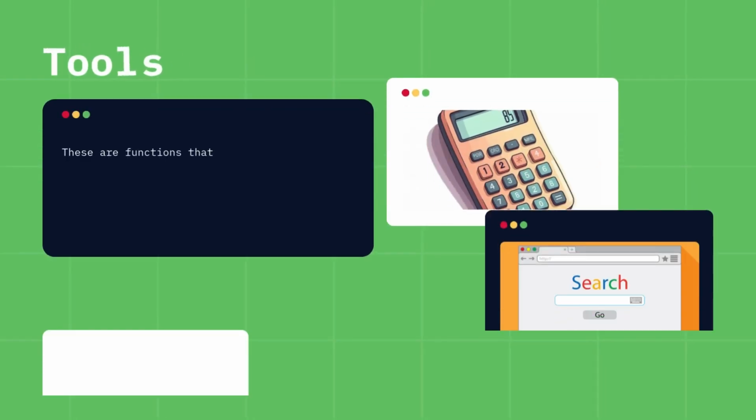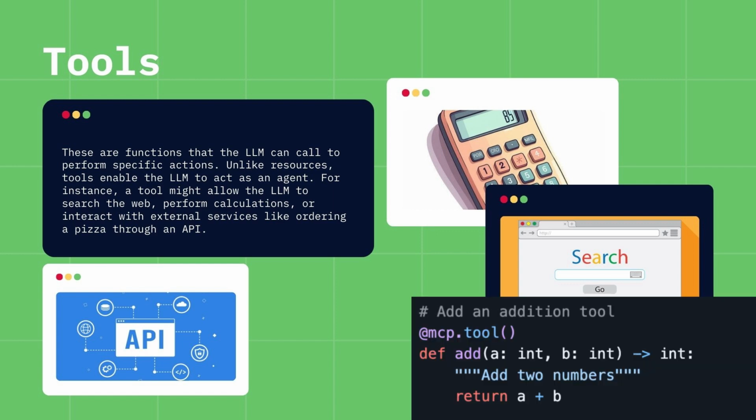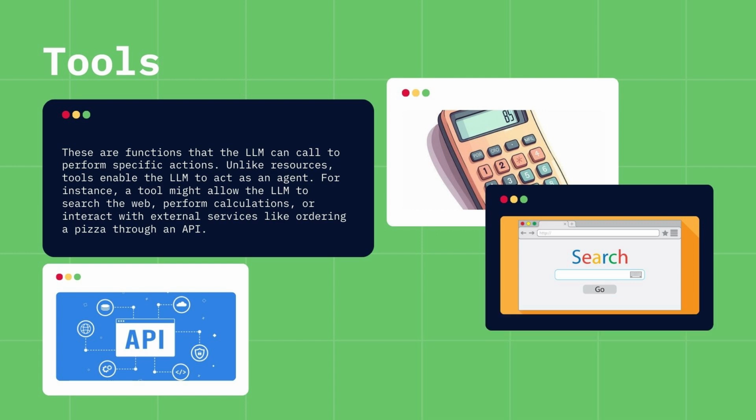Tools. These are functions or APIs that the LLM can call to perform specific actions. Unlike resources, tools enable the LLM to act as an agent. For instance, a tool might allow the LLM to search the web, perform calculations, or interact with external services like ordering a pizza through an API.